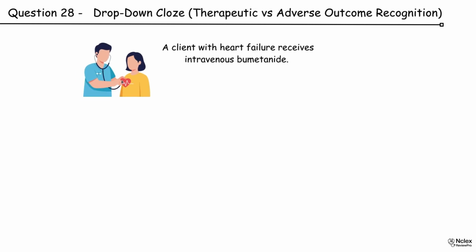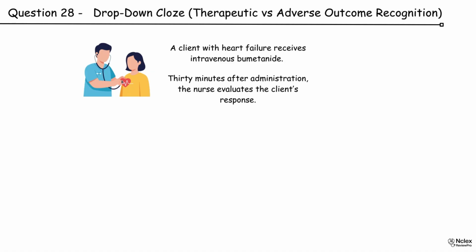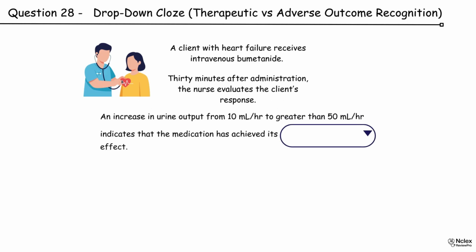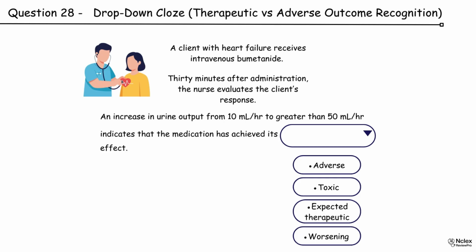Question 28. This is a drop-down cloze question focused on recognizing therapeutic versus adverse outcomes. A client with heart failure receives intravenous bumetanide. 30 minutes after administration, the nurse evaluates the client's response. An increase in urine output from 10 milliliters per hour to greater than 50 milliliters per hour indicates that the medication has achieved its blank effect. Your options are adverse, toxic, expected therapeutic, worsening.